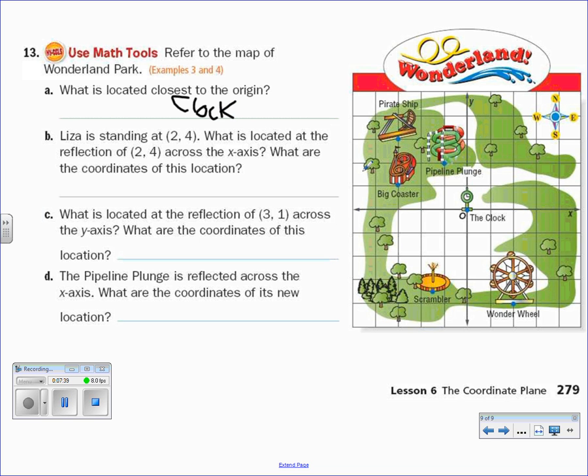Lisa's standing at 2, 4, so she's 1, 2, 1, 2, 3, 4. What's the reflection of that across X? That means go all the way down, cross X, there it is. The wonder wheel. Where are the coordinates? Well, we reflected across X. So that means X didn't change, just Y did. So it's 2, negative 4.